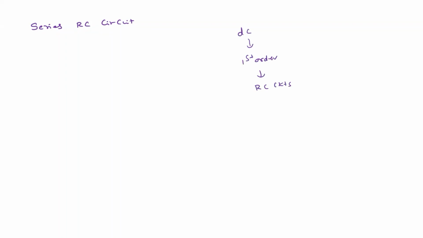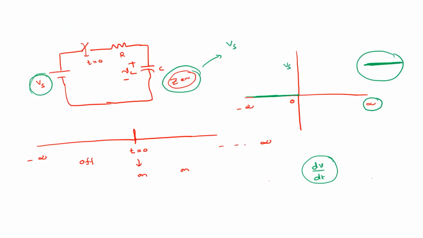RC circuit, again, we have two types. One is the natural response and another one is the forced response. The meaning of natural response is the circuit is not energized from an external source, whereas in forced response, the circuit is energized from an external source, which is what we have right now. Before that, we'll discuss some of the basics of these circuits.